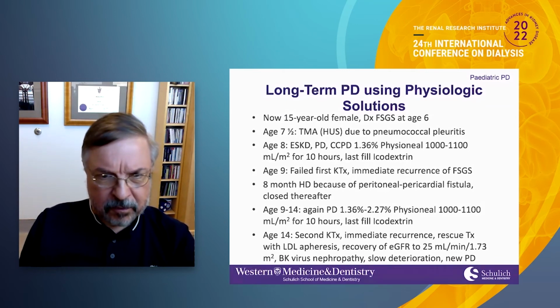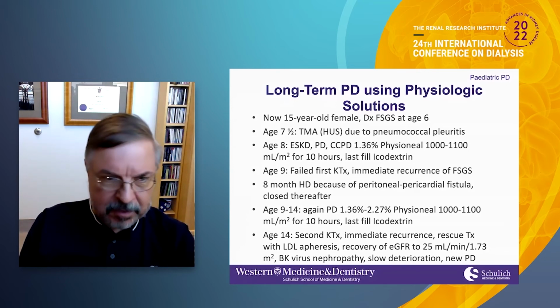Very similar solutions, although we did have a little bit of loss of ultrafiltration and had to use more 2.27% rather than 1.36% physiologic. At age 14, she underwent a second transplant, and unfortunately, there was again immediate recurrence of the FSGS. And fortunately, she responded somewhat to rescue therapy with LDL apheresis and high-dose methylprednisolone, and the GFR recovered from anuria to about 25 milliliter.